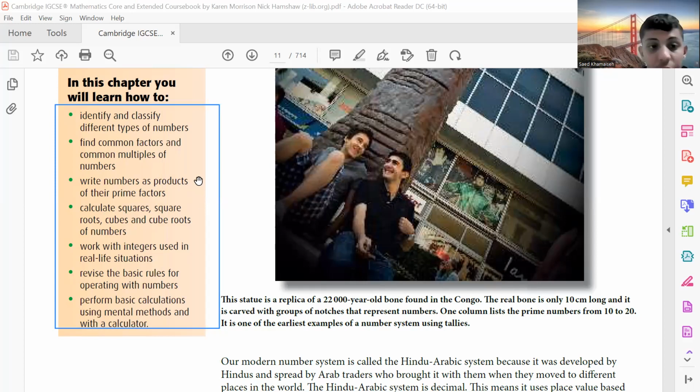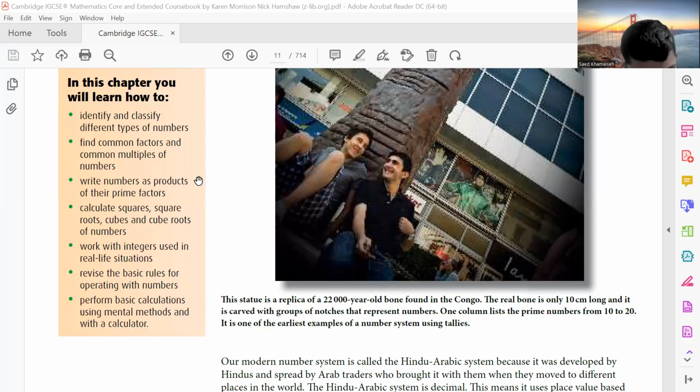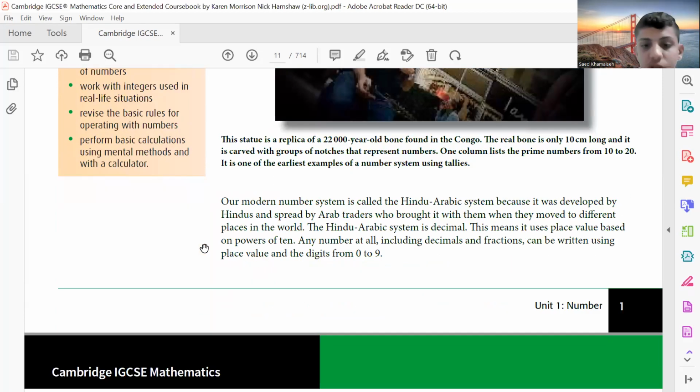Define and classify different types of numbers, find factors and multiples of numbers, write a number as a product of prime factors, also calculate square, square roots, cube and cube root of numbers, work with integers used in real life situations, review the basic rules for operating with numbers. It is very important. Perform basic calculations, think mental methods, and with a calculator. How can you make it mental and how can you use a calculator? Okay, now let us start.